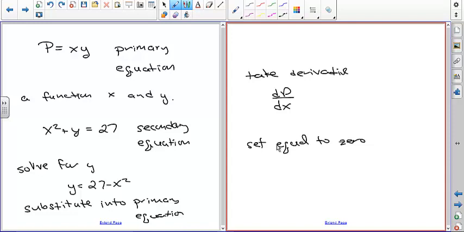So multiply by x for this one? Let me see what you're doing. Like, what is going on? No. You substituted the primary equation into the secondary equation, but you need to substitute the secondary equation into the primary equation and get it in terms of one variable.